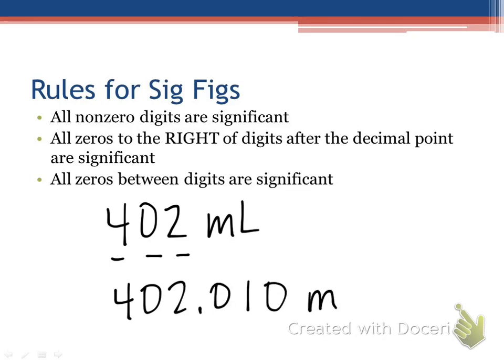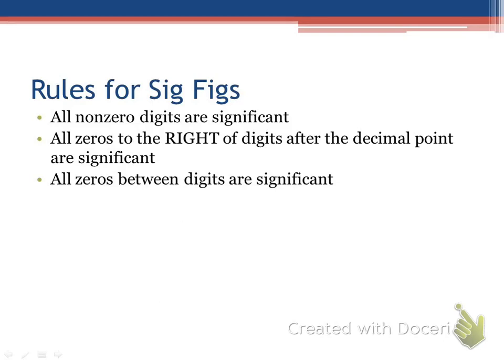402.010 milliliters. 1, 2, 3, 4, 5, 6, right? So since this zero is to the right of the decimal point after digits, it's significant. That means anything between there is significant as well. Okay? Questions? All right, very good.